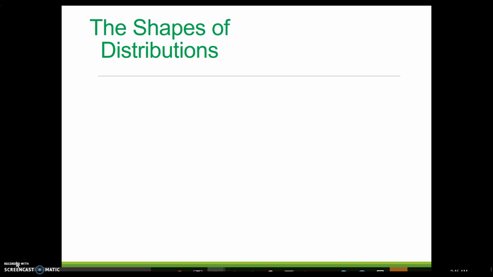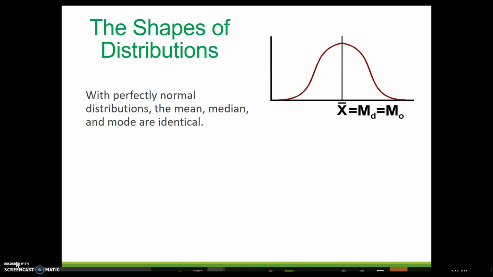Okay, shapes of distributions really start to matter when we get into inferential statistics. We want it to be normal. In a perfectly normal distribution, the mean, median, and mode are identical. When you have real data, identical is very, very uncommon. So we're looking for probably close.